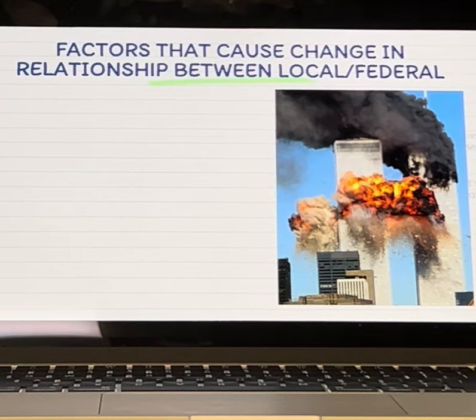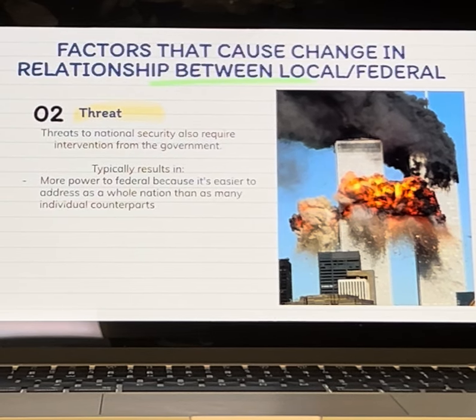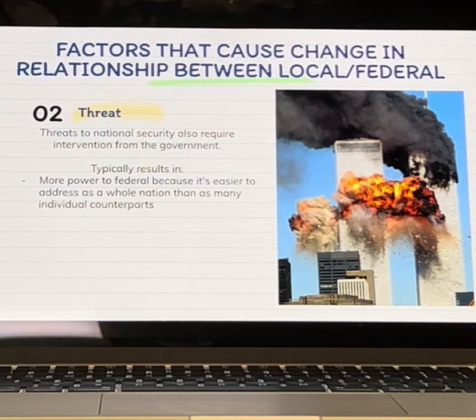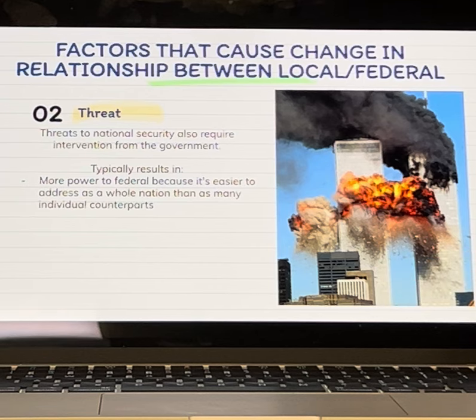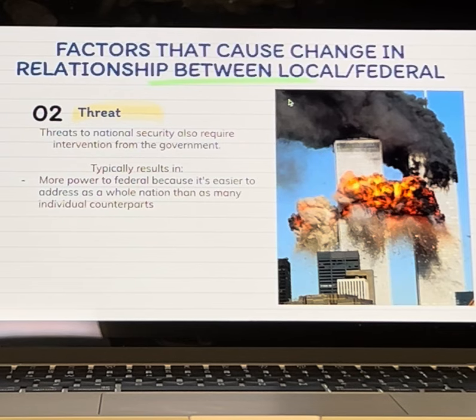So the next factor is the national threat. 9/11. What country did that happen in? Okay, that's not our course country, so you can't use 9/11 on the AP test. But it's a good example of a threat. It's also a good example of the next slide, but we're getting to that.